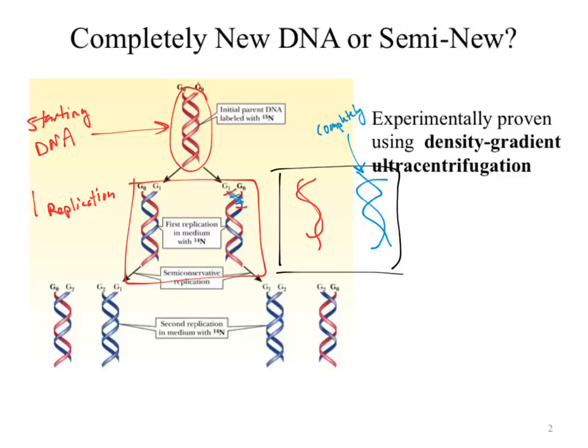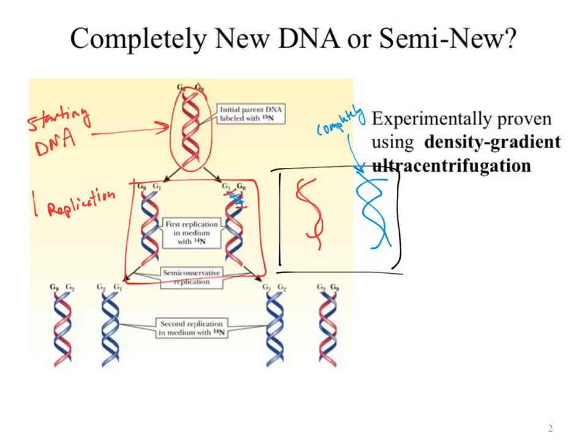Or do we have semi-new? What they're saying with semi-new is that we end up with a mix. One parent strand acts as the code, and the sister strand then binds into it. So you end up seeing kind of a combination of both of those. So the question becomes, which method is the one that is correct?